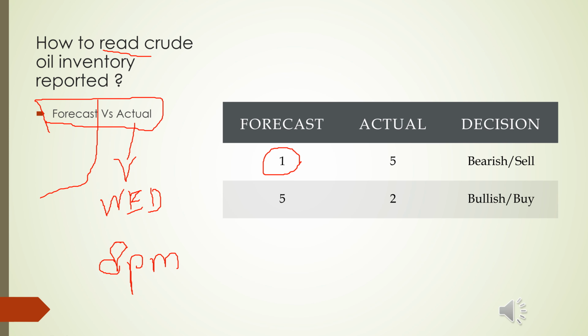Say, suppose the forecast is 1 and the actual reported was 5, then we say it's a bearish market. And if the forecast is 5 and the actual is a little less, say 2, then we say it's a bullish market. And with every bearish market, we tend to go with sell orders, and with a bullish market, we go with buy orders.